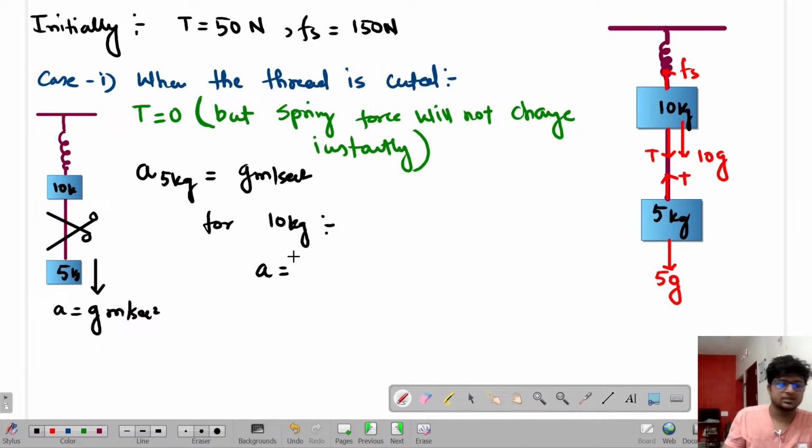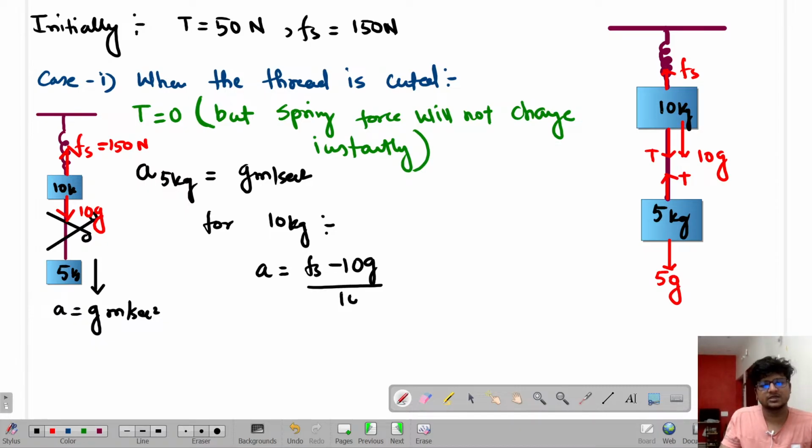Now look over here. Spring force is how much? If you look into the FBD of 10 kg now, spring force is there in the upward direction, which has not changed, and that is how much Newton? 150. And only its weight will be present downward, because tension is how much? 0. So this is 10g. So acceleration will be simple: spring force minus 10g divided by mass 10. So this is 150 minus 100 divided by 10. 5 meter per second square.